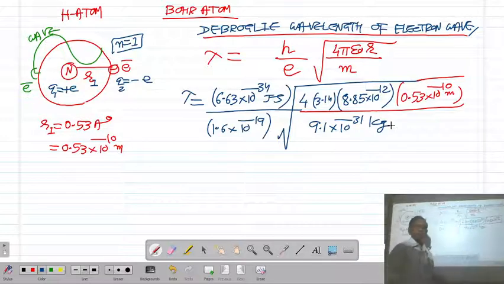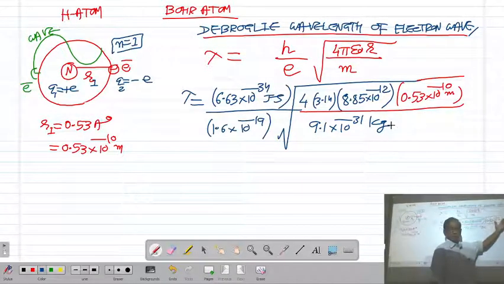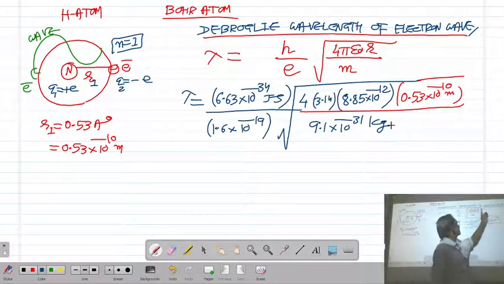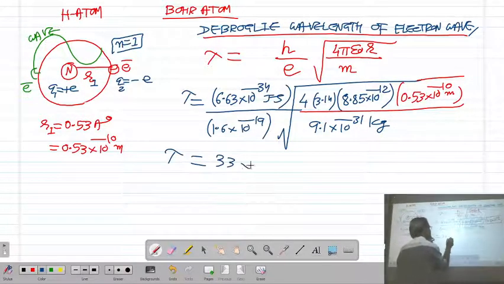So we have substituted all the values. Planck constant h you know very well 6.63 10 to minus 34 joule into second. Charge of the electron 1.6 10 to minus 19 coulomb. 4 pi 3.14, epsilon 0 permittivity of the space 8.85 10 to minus 12. Radius of the smallest orbit, ground state orbit of an electron in a hydrogen atom r1 is 0.53 angstrom, so 0.53 10 to minus 10 meter. Mass of the electron 9.1 10 to minus 31 kilogram. If you calculate the de Broglie wavelength of electron wave, that comes 33 10 to minus 11 meter.